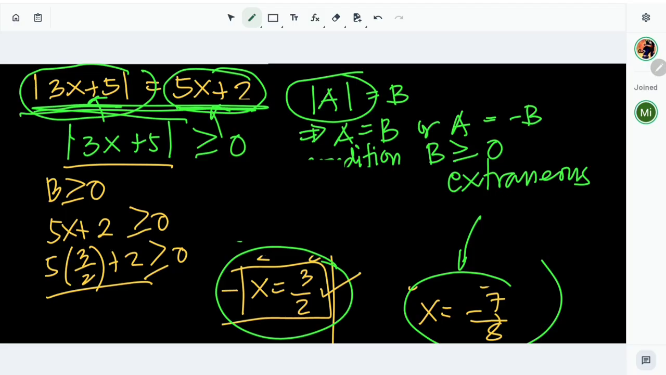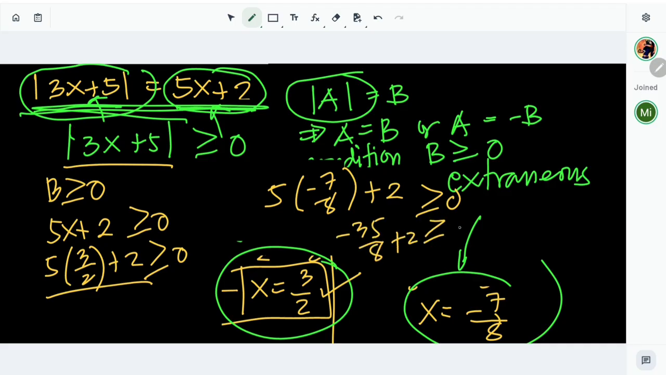But if I'm going to plug in negative 7/8 into 5x plus 2, the answer would be negative, right? This is negative 35/8 plus 2. What is that? Negative 35/8 plus 2. Yeah, so negative 7/8 is not a solution to the given equation. So there's only one valid solution here, which is 3/2.